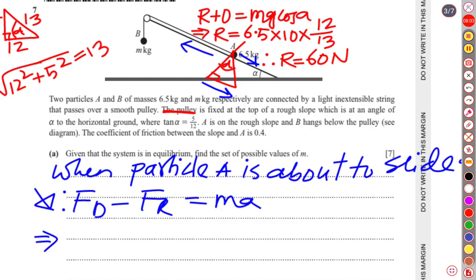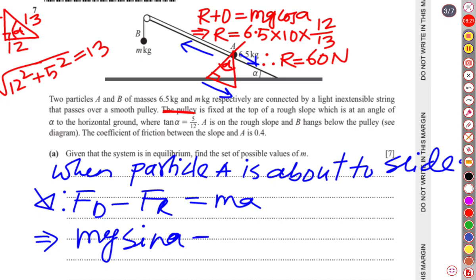So it is mg sin alpha, mg sin alpha. Then the rest of the forces, look at this. The particle was about to slide down, and only the weight is trying to slide the particle down, but the rest of the forces are causing resistance to motion. So what are the rest of the forces?